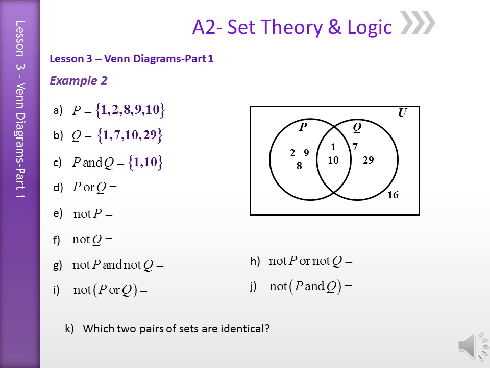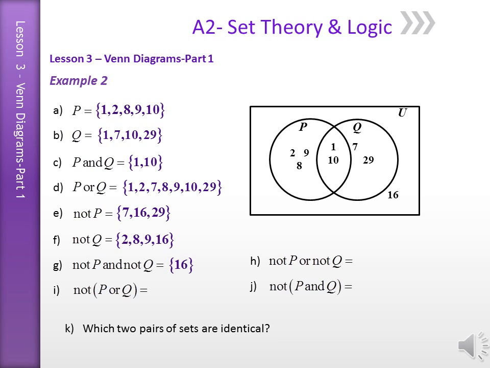P or Q would be the elements that are in either P or in Q. So that would include 1, 2, 7, 8, 9, 10, and 29. The elements not in P would be 7, 16, and 29. Those not in Q would be 2, 8, 9, and 16. G, not P and not Q, would be just the element 16.